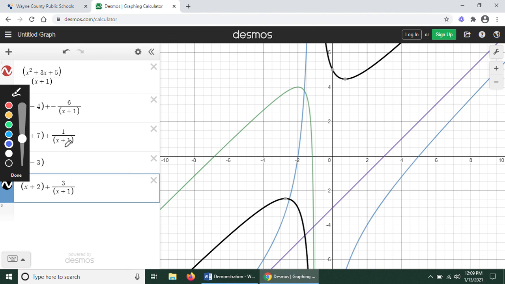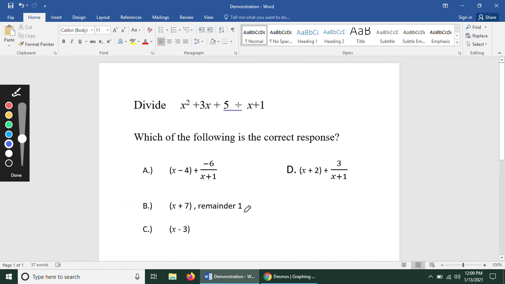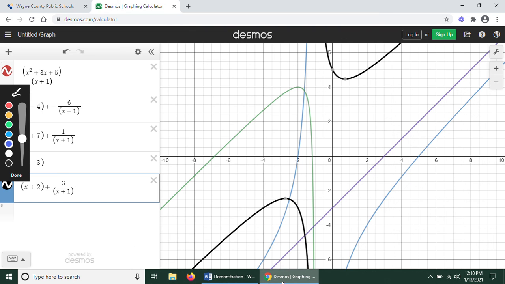And this is what I did right here. So this is x plus 7. I know you cannot see the x, but it is x plus 7, plus your remainder 1, over your divisor x plus 1. So that is what I did for B. That is how I entered B in Desmos.